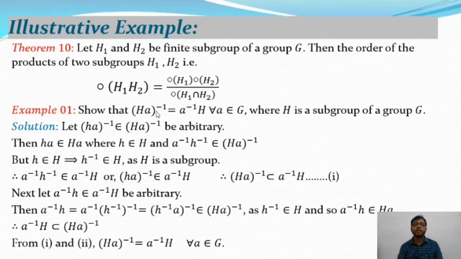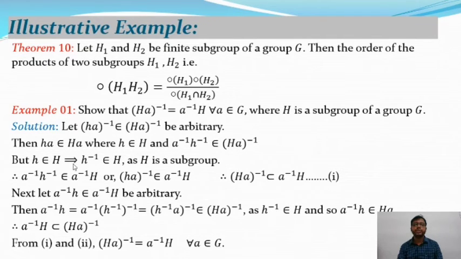Here is the first problem: show that Ha inverse is equal to a inverse H for all a belonging to G, where H is a subgroup of G. So here is the solution. Let ha inverse, an element of Ha inverse, be arbitrary. Then ha belongs to Ha, the right coset of H in G, where h belongs to H, and a inverse h inverse belongs to Ha inverse.